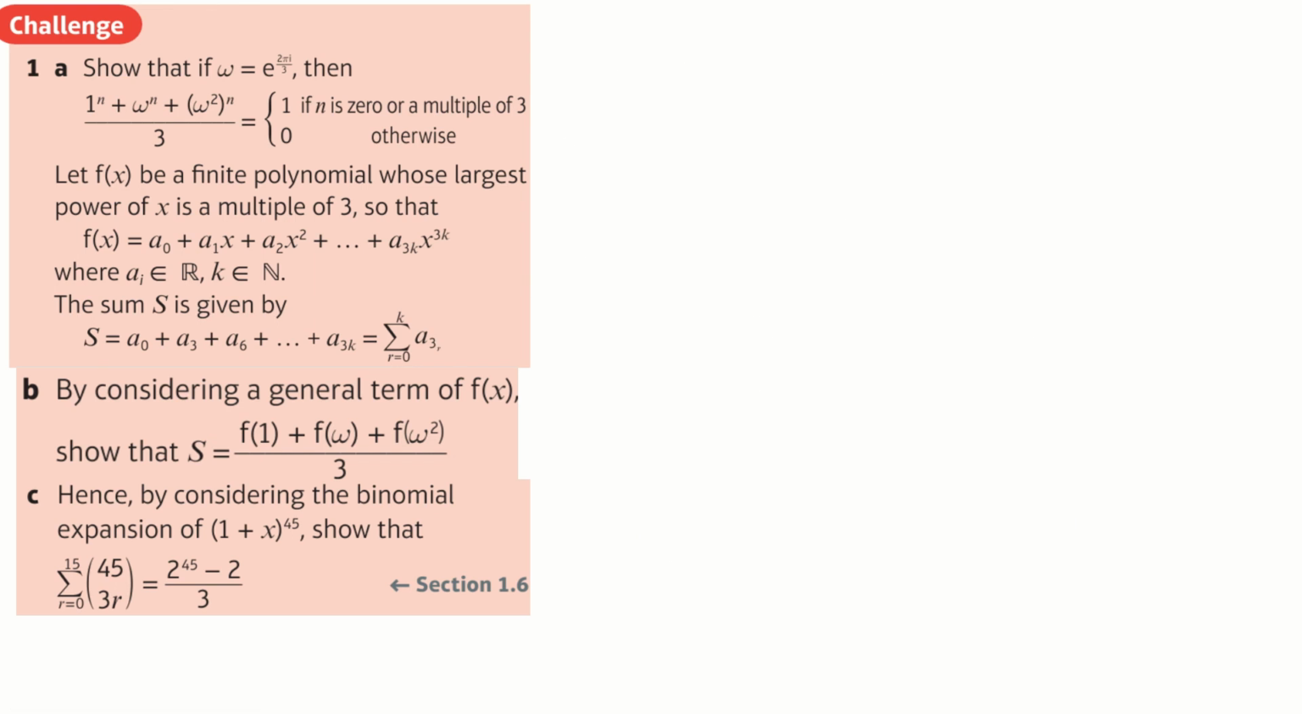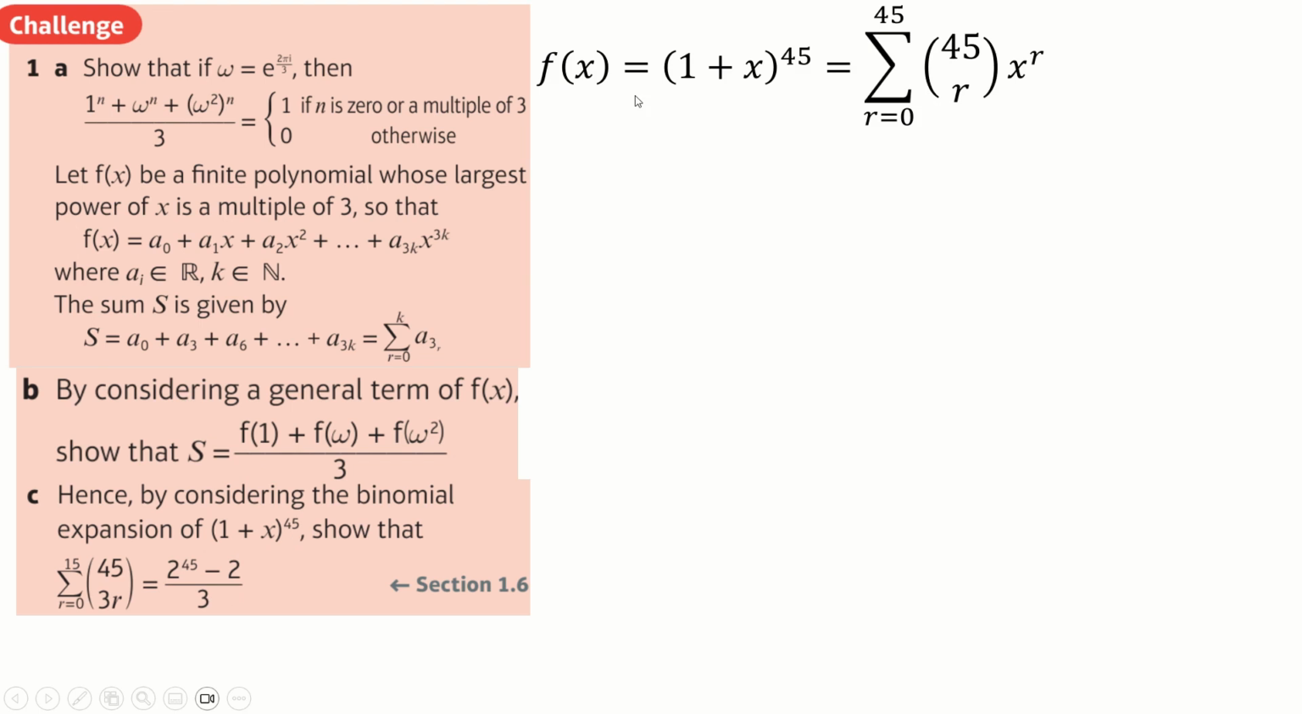Hence, by considering the binomial expansion of this, show this thing here. So, okay. Now, this thing here, the only thing I can relate this to is f of x, because this is just a polynomial, right? It's a polynomial with a bunch of really big coefficients all the way to x to the power 45. So let's call f of x this thing here, and you can write that in its binomial sum form, where you're using the choose functions to define it, so that's fine. So okay, that's f of x.